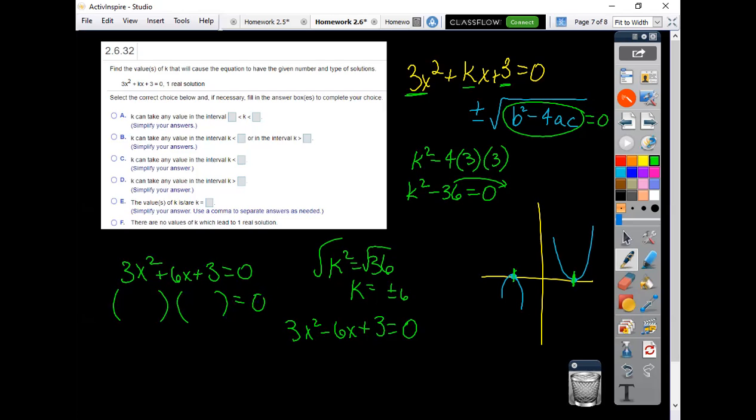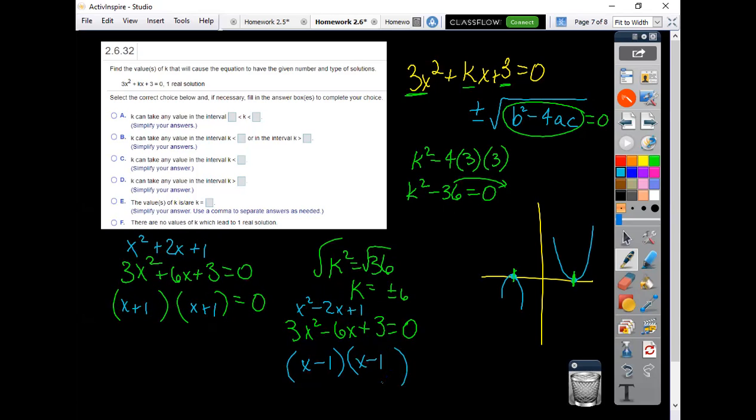Now divide all these by 3 just to get some easier numbers to work with here. And we would have x squared plus 2x plus 1. So that would be x plus 1 and x plus 1. Over here, divide them all by 3 and you have x squared minus 2x plus 1. So that would be x minus 1 and x minus 1. So there's two solutions that we could get here that would both work.